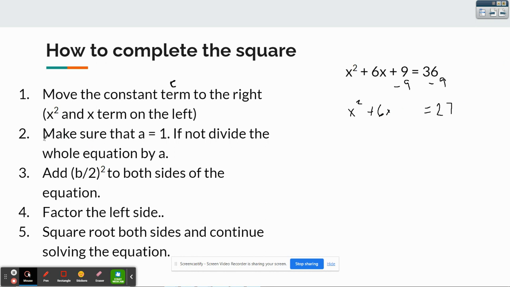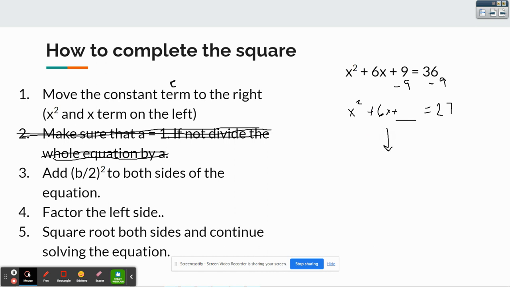Okay, and then step 2 says make sure that a equals 1. If not, divide the whole equation by a. Forget about that. In this video, we're not going to do anything that doesn't have a equals 1. So pretend that's not there. Step 3 says add (b over 2) squared to both sides of the equation. So that means I'm going to have to put the number here that I have to use to factor this into the same thing twice.